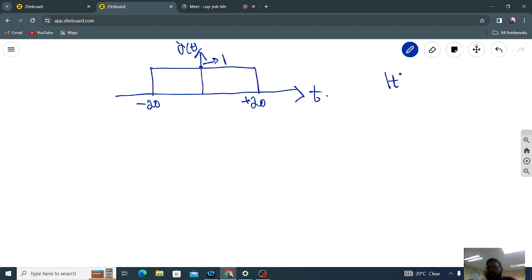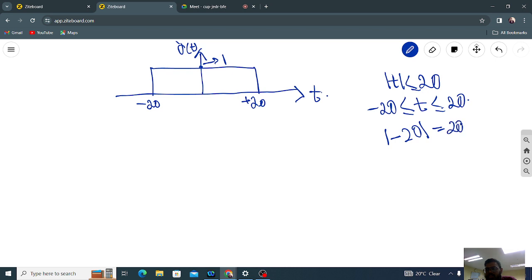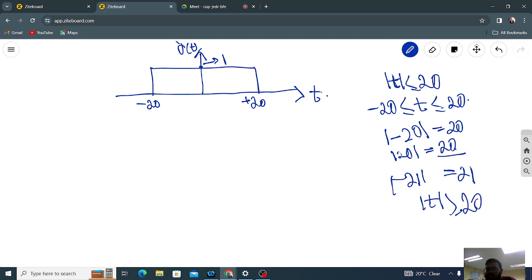because mod of t less than or equal to 20 means this is minus 20 to 20. So mod of minus 20 is 20, mod of 20 is 20, and it should not cross that particular boundary. If we take minus 21, the mod will be 21, so mod of t will be greater than 20. So it is limited to minus 20 on the negative side and plus 20 on the positive side.